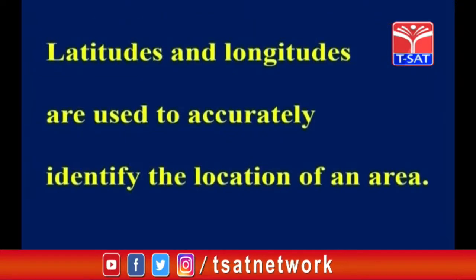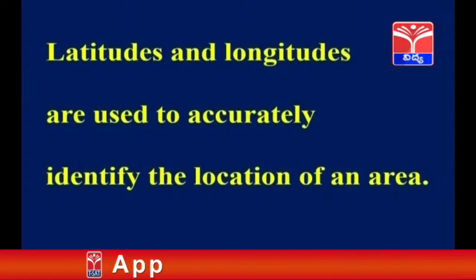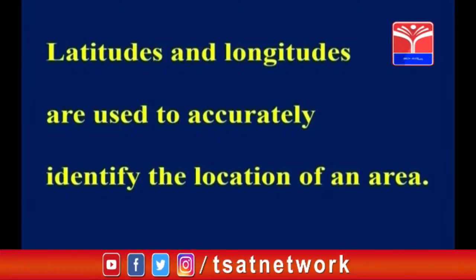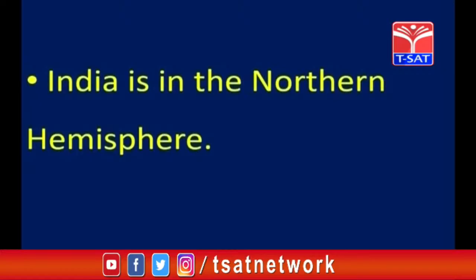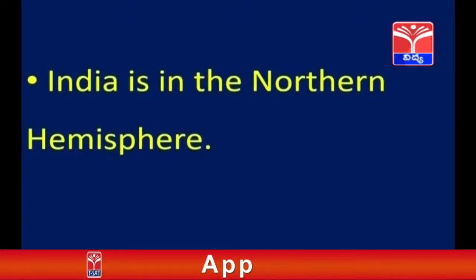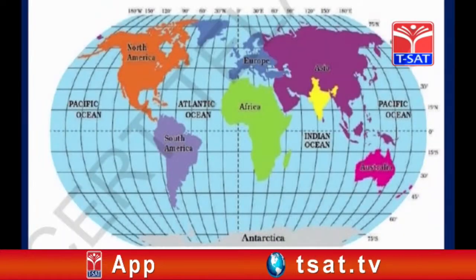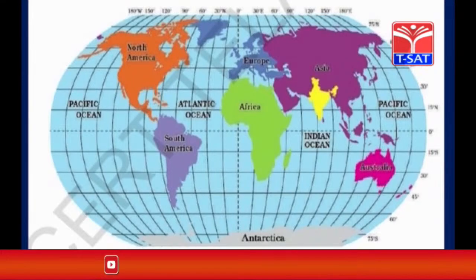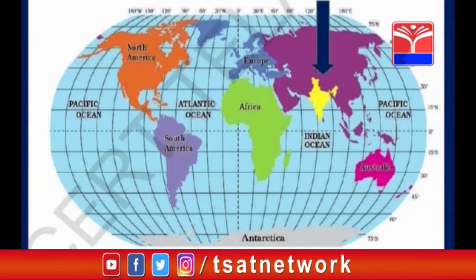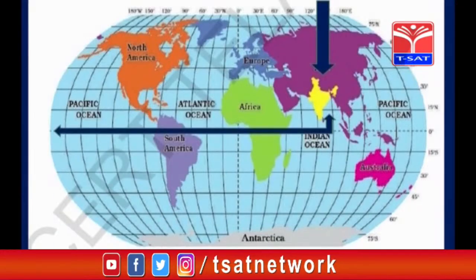Latitudes and longitudes are used to accurately identify the location of an area. As you have studied in earlier classes, a grid is formed with the help of the latitudes and longitudes. With the help of the grid, we can see India is in the northern hemisphere. See the globe. India is located in the northern hemisphere, which is towards the north side of the equator. You see the position of our country. From the equator, it is towards the north side.